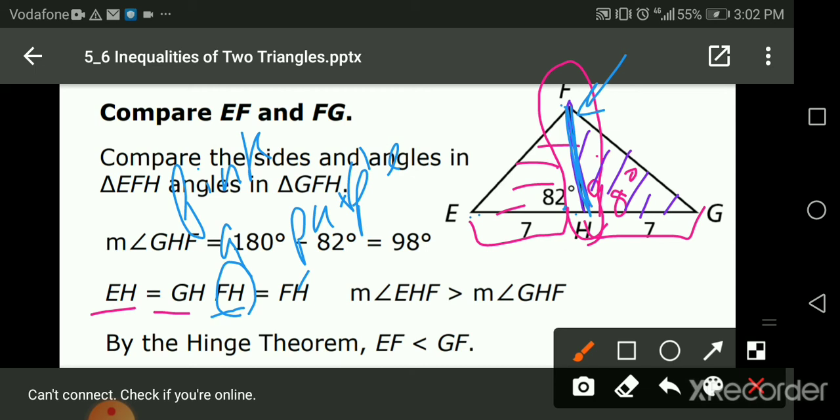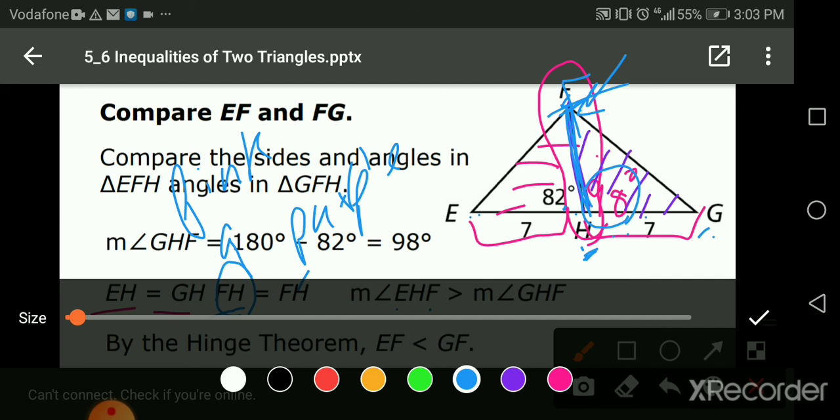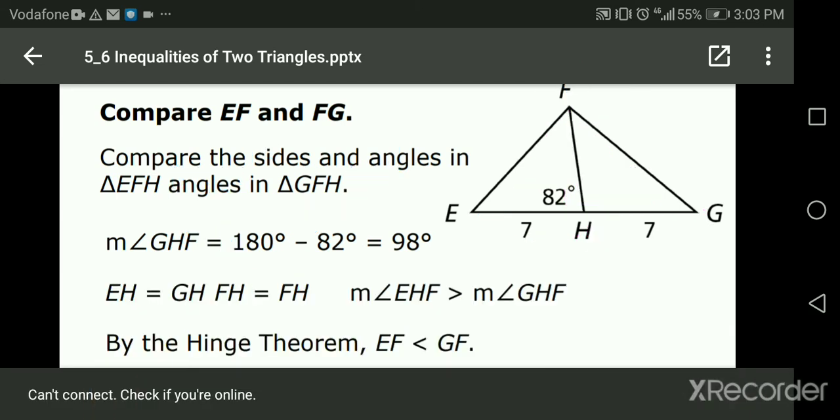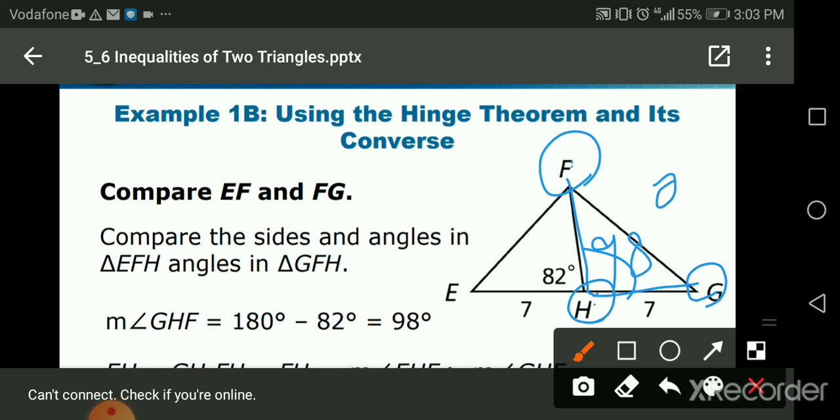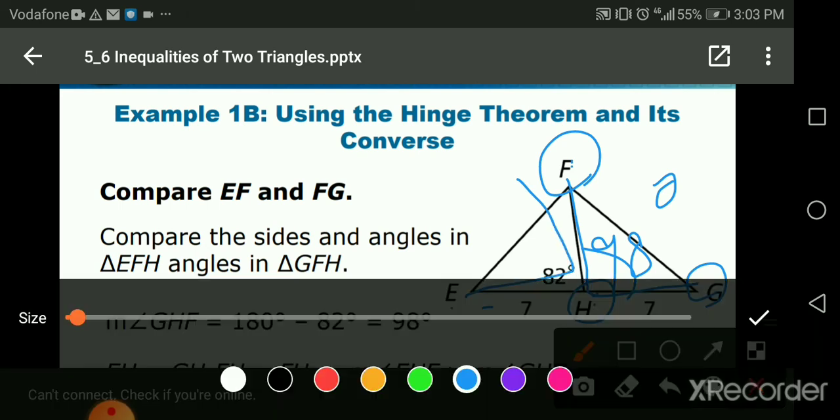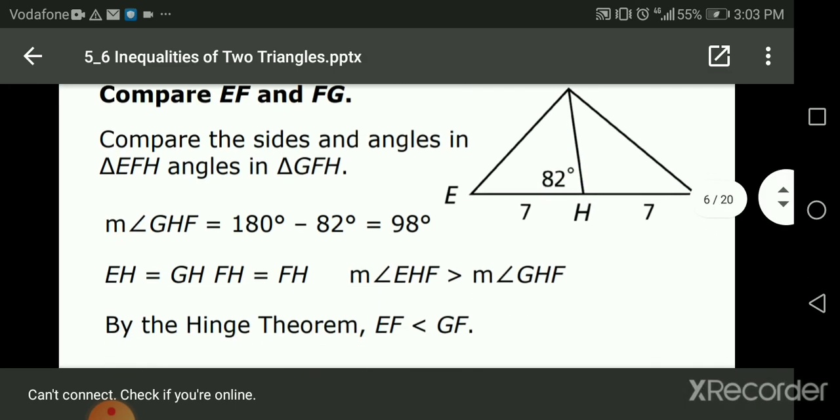And what else, guys? I have another piece of information that I got by myself: this angle, which is 98 degrees, is called EHG. Let's clear to see what we are talking about. I want to see the angle again. It's F, it's not E. This angle FHG, it's 98 degrees, greater than FHE. Can you see this, guys? FHG is 98, FHE is 82. Now we have the 3 pieces of information.